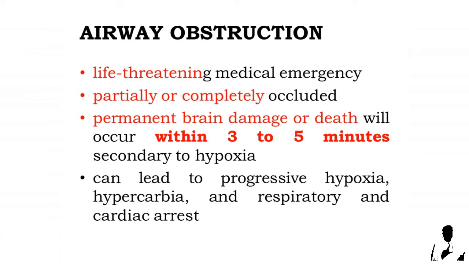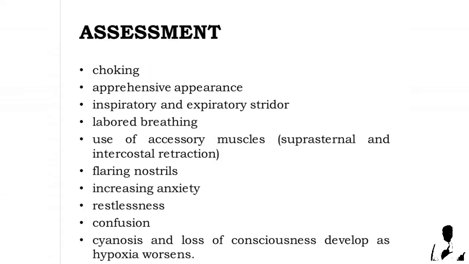If the airway is completely obstructed, permanent brain damage or death will occur within 3 to 5 minutes secondary to hypoxia. Partial obstruction of the airway can lead to progressive hypoxia, hypothermia, and respiratory and cardiac arrest. Assessment includes the following: choking, apprehensive appearance, inspiratory and expiratory stridor, labored breathing, use of accessory muscles, suprasternal and intercostal retraction, flaring nostrils, increasing anxiety, restlessness, confusion, cyanosis and loss of consciousness develop as hypoxia worsens.